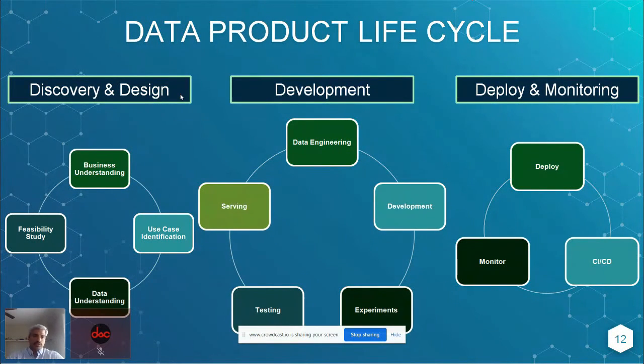So, like I said, the discovery and design stage is heavily involved by the data product owner and the business group, with some involvement from data scientists and others. It covers business understanding, use case identification, data understanding, and feasibility study. The development phase is a typical development phase where data scientists, data engineers, and visualization specialists come together, where we do the feature engineering or data engineering, development, experiments, testing, and surveying, and then the deploying and monitoring again. The same team comes together to deploy and monitor that piece. So it's a much more elaborated view of the previous one.